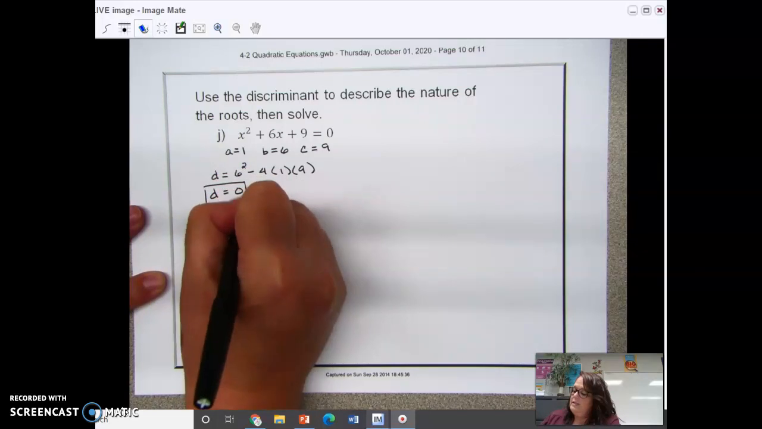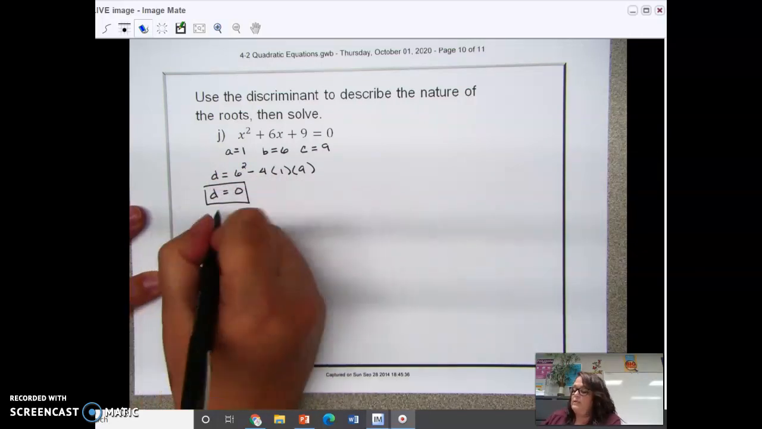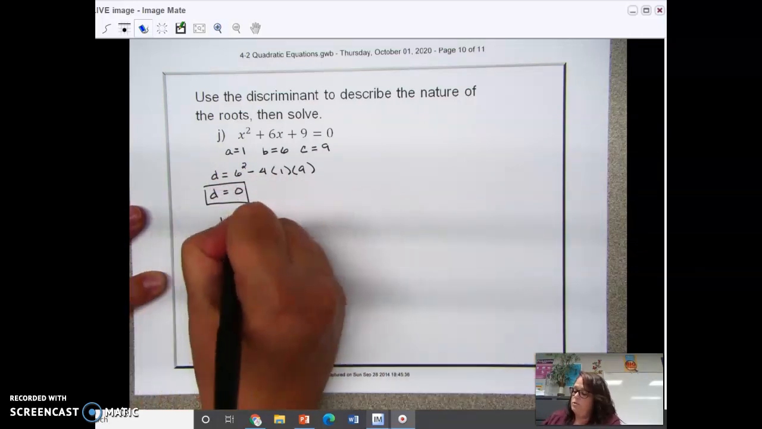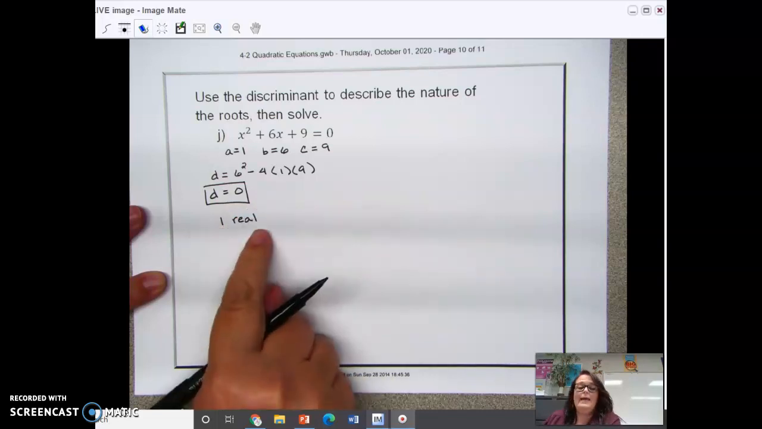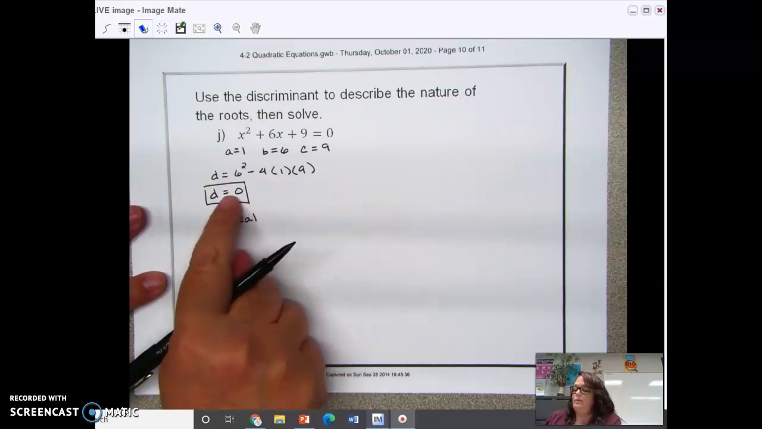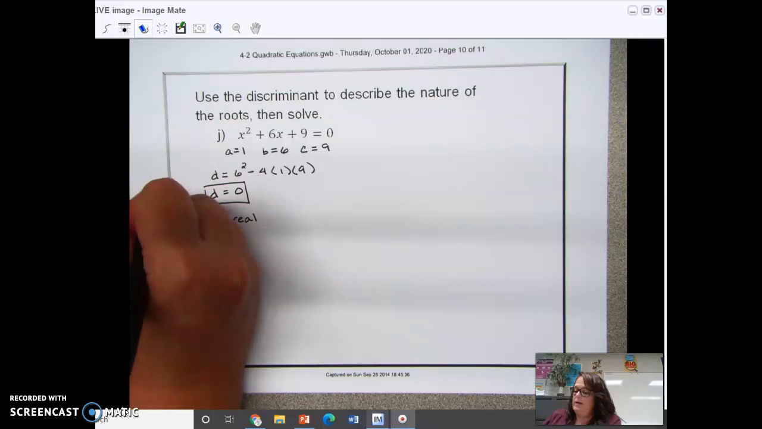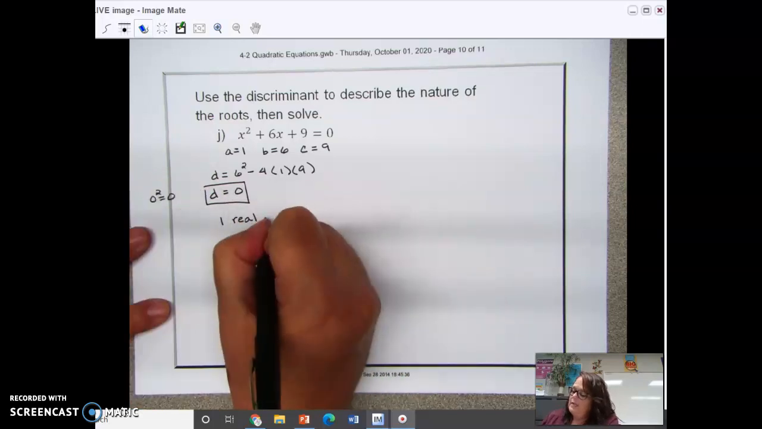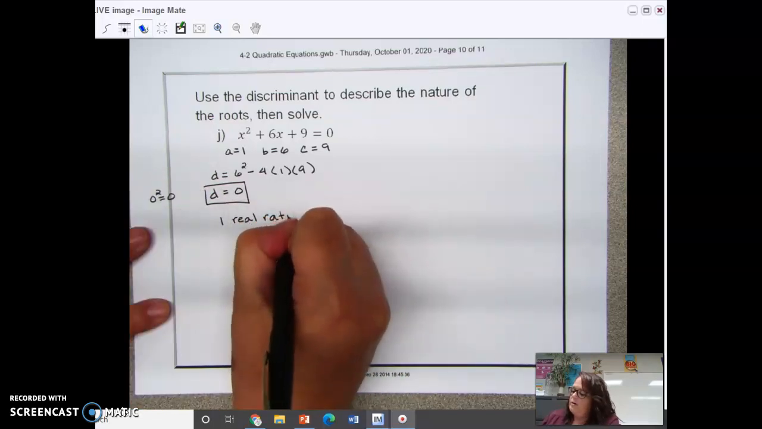All right, so this is the one time that you're going to get one real solution. And because 0 is a perfect square, because 0 squared is equal to 0, we can say that it's real and it's rational. Sorry about that.